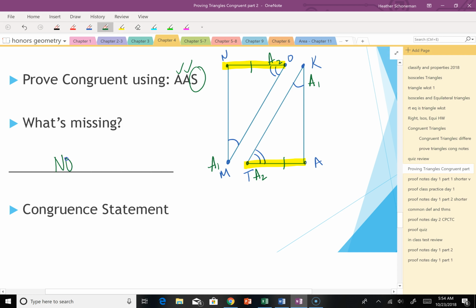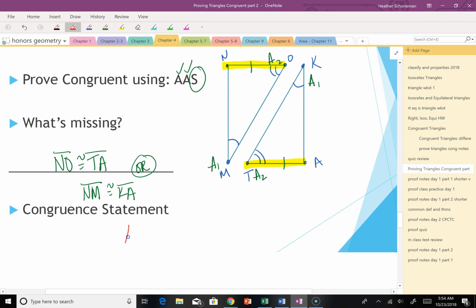So I'm going to write NO is congruent to TA. That's the missing information we would need to prove these triangles are congruent by angle, side, angle. There's actually two answers. You could have used the left and the right, so you could have said NM congruent to KA. You need one or the other.